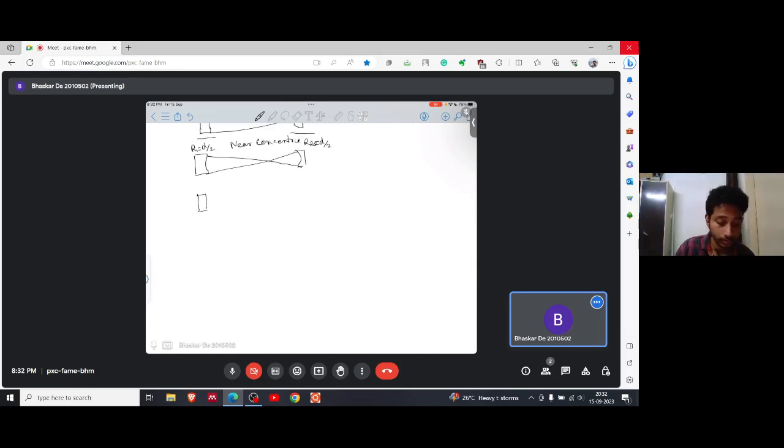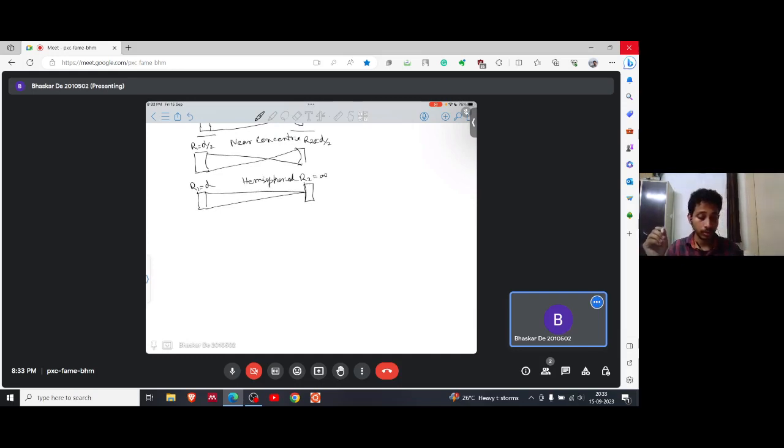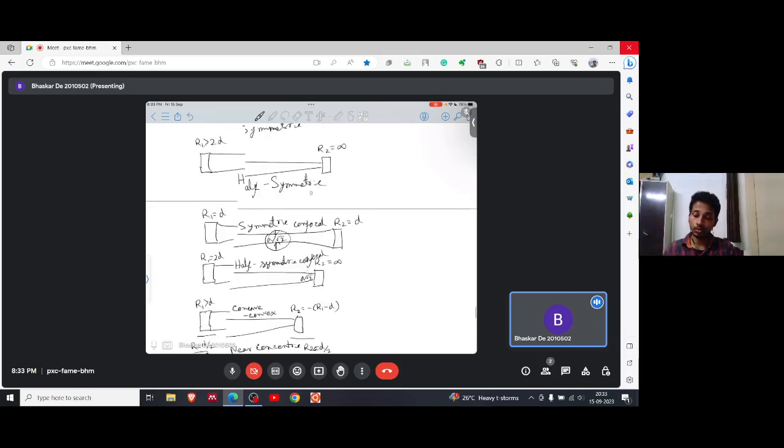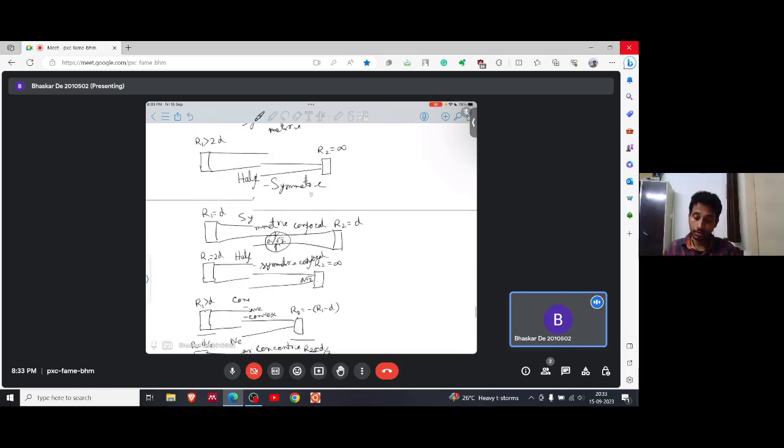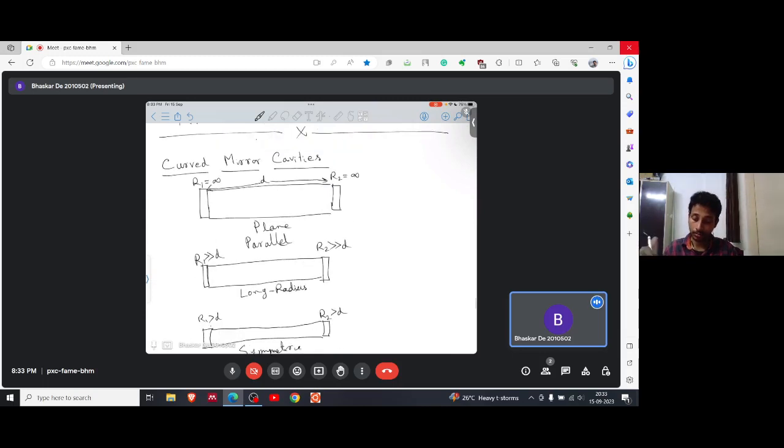Again, so here R1 equal to D and R2 equal to infinity, and this is known as hemispherical. So these are all the two mirror laser cavities. So here all the two mirrors are used in the cavity.